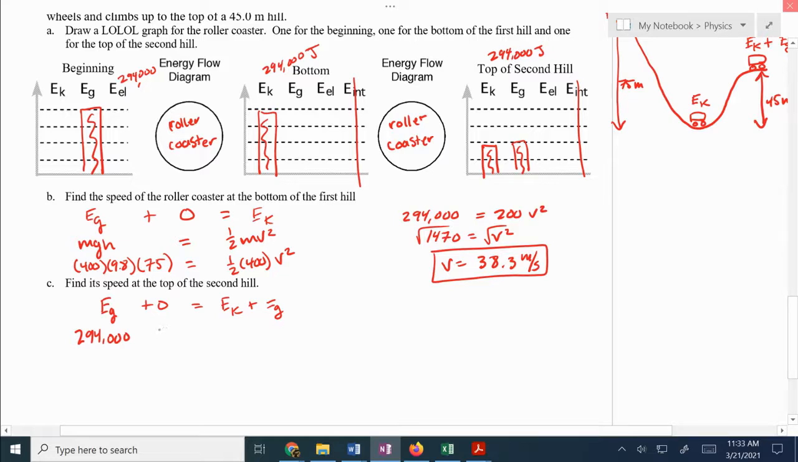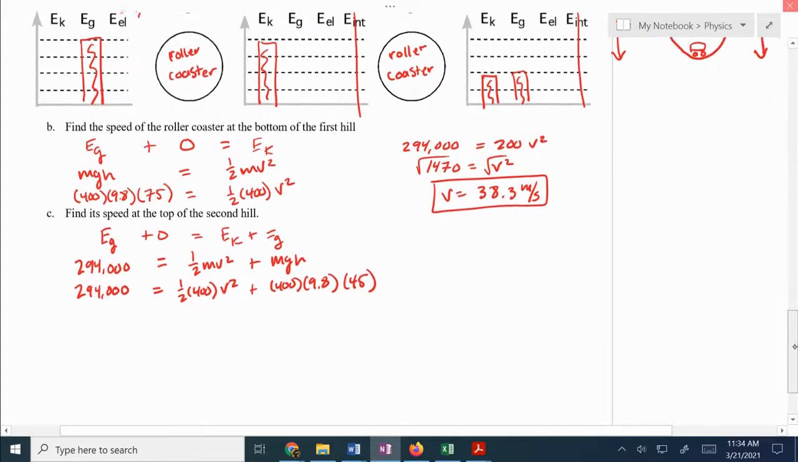294,000 joules is equal to the kinetic energy of the cart plus the gravitational energy of the cart at the third situation at the top of the second hill there. I got 294,000 because again, that's just the combined energy. That's the total amount of energy that I have. 1/2 times 400 v squared. I'm looking for the v. Again, I got the 400. I got 9.8, and I'm going to put the 45 here because that's how tall it is at the second situation.